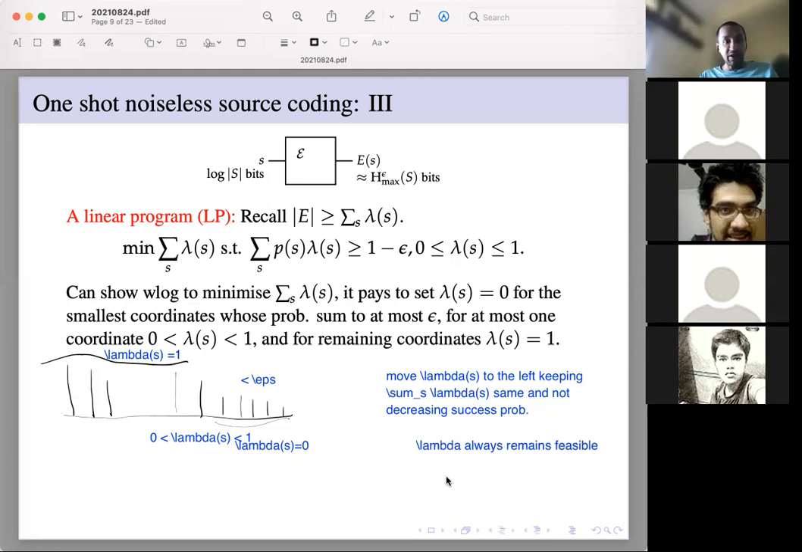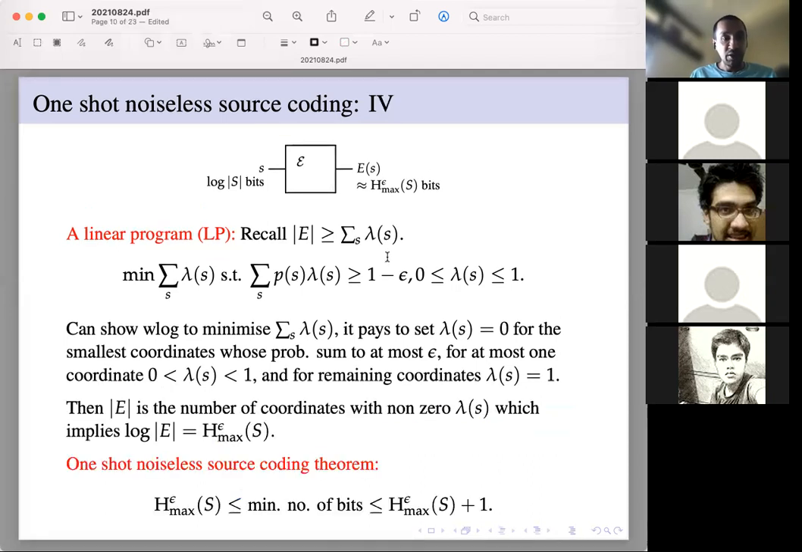The vector lambda always remains feasible, meaning it satisfies all these constraints. Success probability is larger than 1 minus epsilon, and of course, all the individual lambdas are between 0 and 1. Okay, so that's the proof.